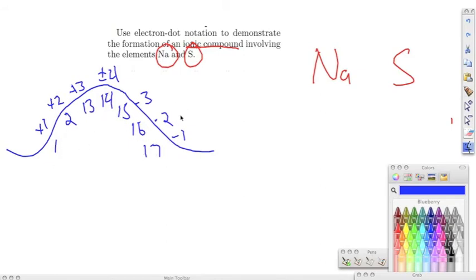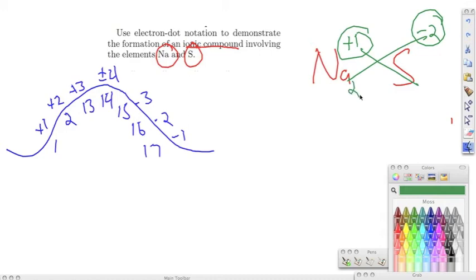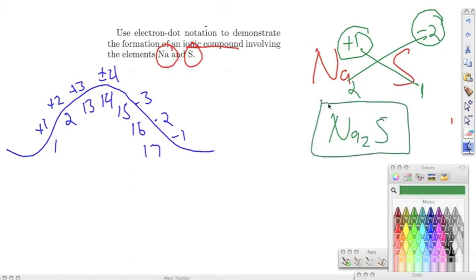Once we know it's ionic, we know that we're going to crisscross, so we have to find their oxidation numbers. We look on our periodic table, and we know that sodium is in group 1, so it has a +1 oxidation number. Sulfur is in group 16, so it has a -2 oxidation number. Now we just crisscross them. The signs are not important when we make the formula. We just bring down the numbers, the 2 and the 1. So we get Na2S1, and we just leave the 1 off. So this is our formula that we're looking for.